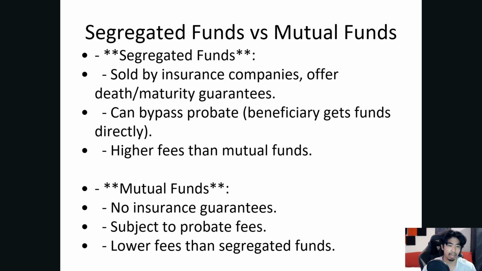Next is the higher fees of segregated funds. This would be due to the death benefit and the maturity guarantees that it provides. So essentially, segregated funds are a mutual fund just with an insurance wrapper around it, and it's also using insurance companies instead of the different kinds of companies that are out there. So if we look down here at mutual funds, there are no insurance guarantees on it. And then there are the probate fees that we talked about earlier.